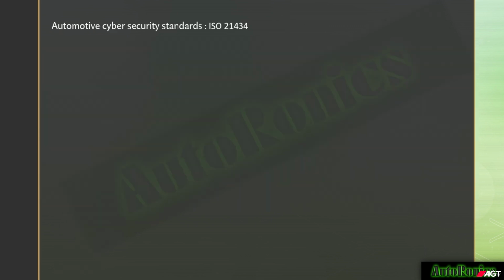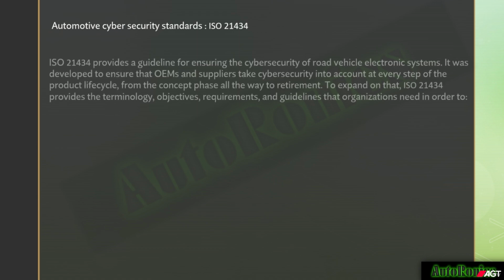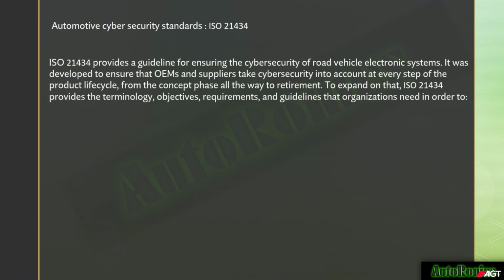All right. Now let's discuss the Automotive Cybersecurity Standard ISO 21434. So, like we mentioned, ISO 21434 provides a guideline in ensuring the cybersecurity for road vehicle electronic systems. It was originally developed to ensure that the OEMs and suppliers take cybersecurity into account on each and every step of the life cycle, right from the concept phase.